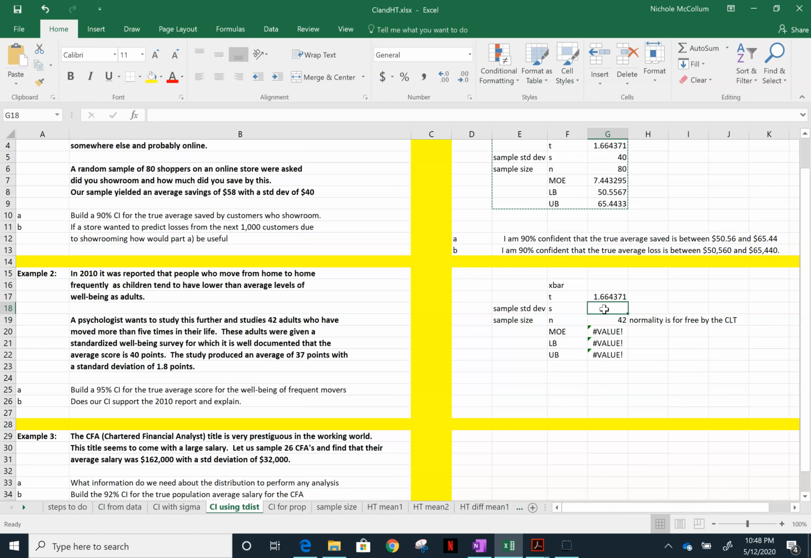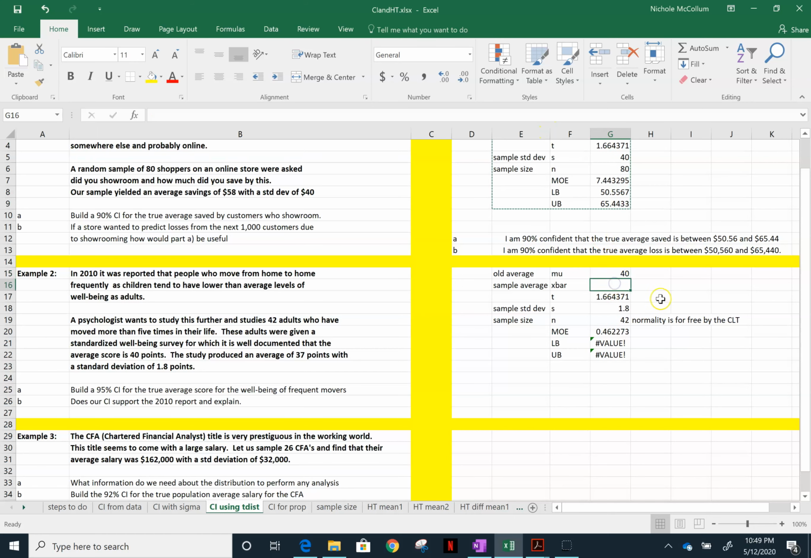All right, S. Sample standard deviation. That's 1.8. Why? Because the standard deviation came from the sample. Now, be very clear. They actually gave us a mu, all right? They gave us an old population average. They gave us an old average in this question. Make sure you know the difference between the old average and the sample average. You see, you have the average based no matter what on a standardized test. That is 40 points. That's just a typical average, okay? But we're not looking at a typical person.